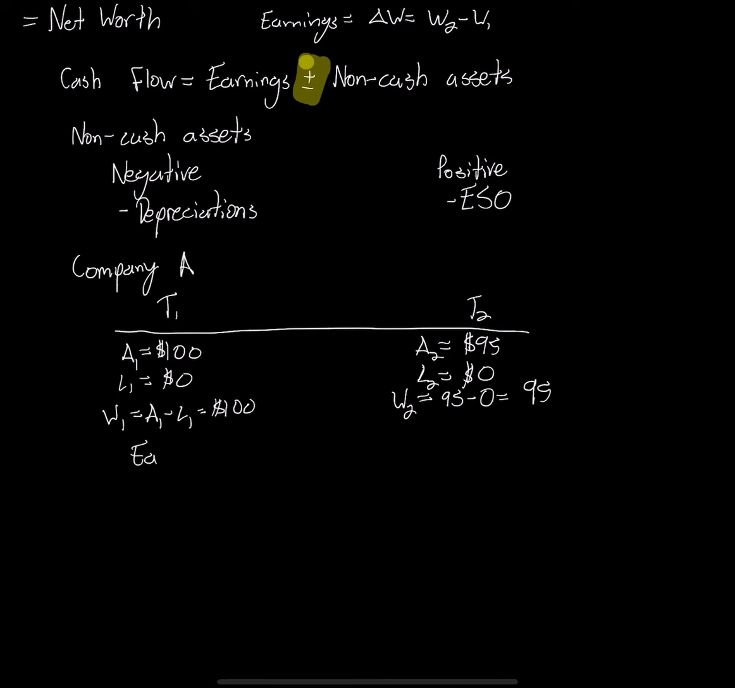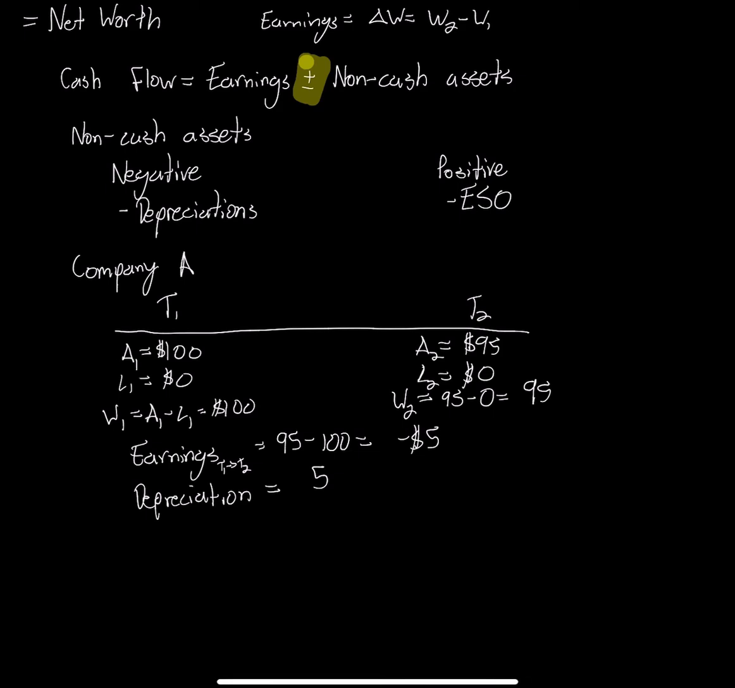So the earnings from time one to time two is equal to 95 minus 100, which is negative $5. The depreciation here, as we noted earlier, is positive $5. So the cash flow is the earnings, and we add back the negative non-cash assets. So then we get $0 in cash flow for the company at that time.